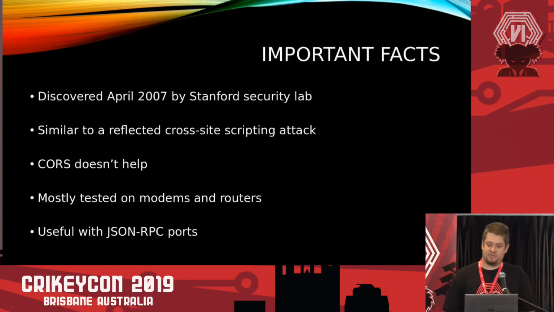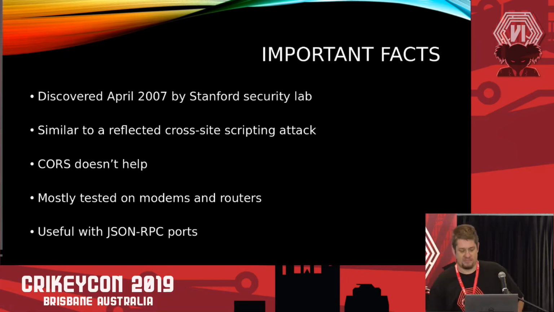So, some important facts before we get too much into it. It was first discovered on the 28th of April 2007 by Stanford Security Labs, so it's been around for a very long time now. Twelve years later, the internet is still riddled with rebinding issues. So if you're a security researcher or pen tester or even just a developer, it's something you should really look into, or come see this talk, I guess.